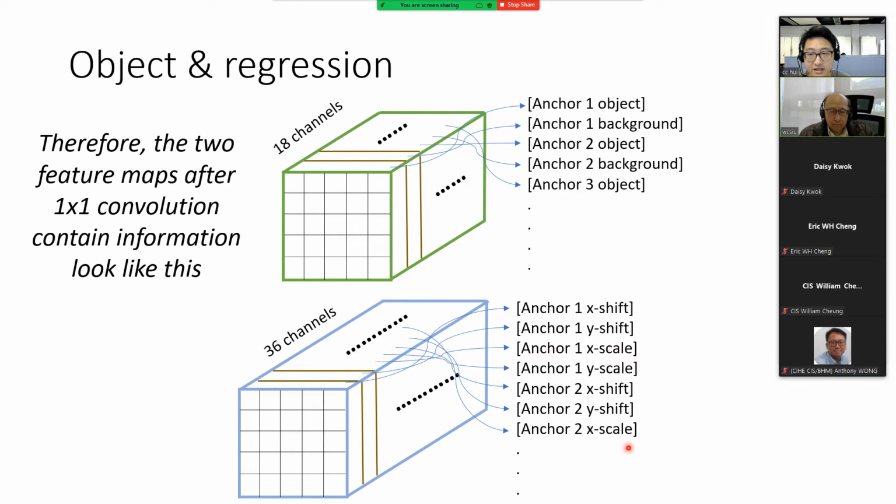If we draw these two blocks out, we can see the first channel represents anchor 1 object, and the second represents anchor 1 background, and so on. The same idea applies to the 36 channels: X shift, Y shift, X scale, Y scale. Here it is drawn out so you can have a clearer image of what these two blocks are.